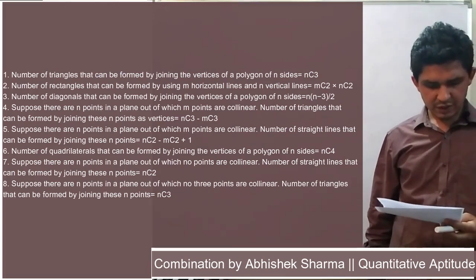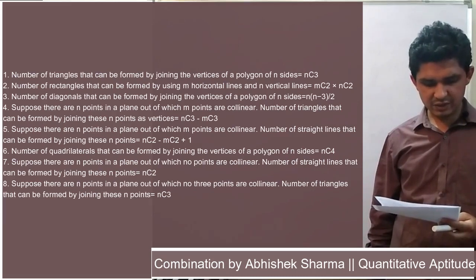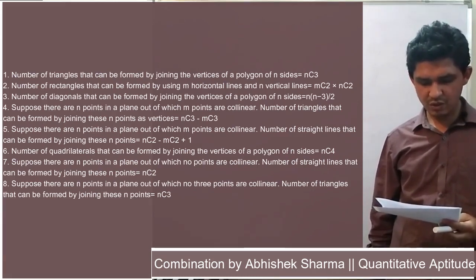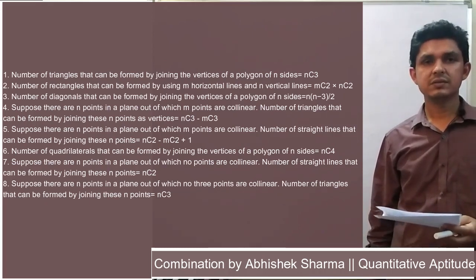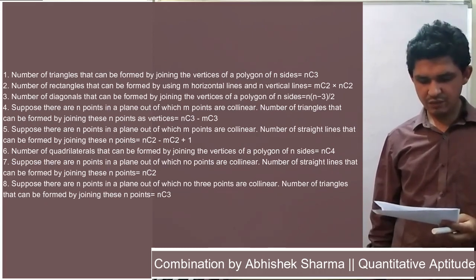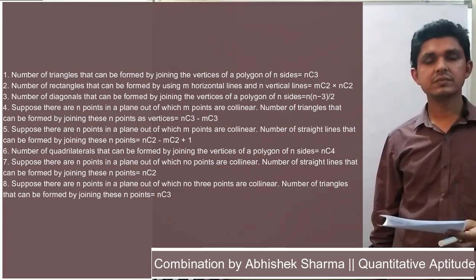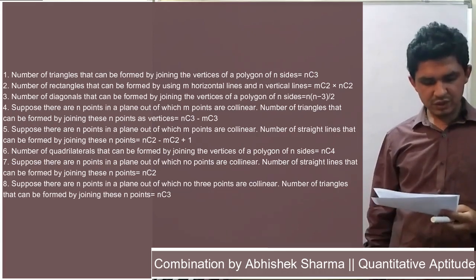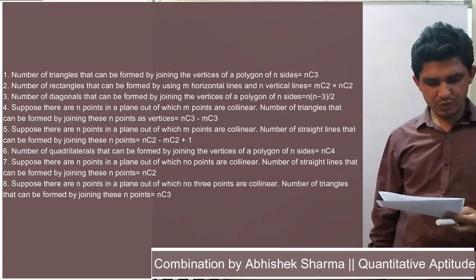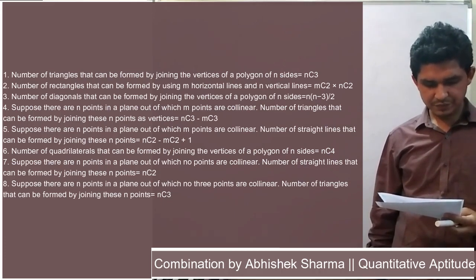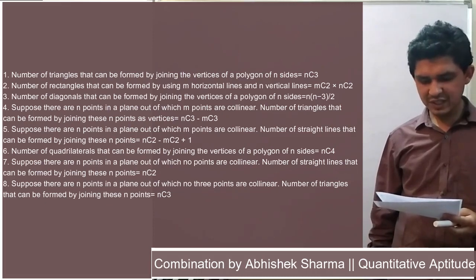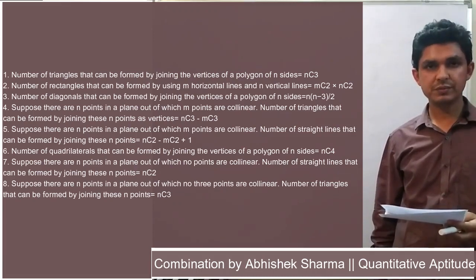Coming to the next point, the number of quadrilaterals that can be formed by joining the vertices of a polygon of n sides will be NC4, right? Coming to the 7th point, suppose there are n points in a plane out of which no points are collinear. The number of straight lines that can be formed by joining these n points is NC2.